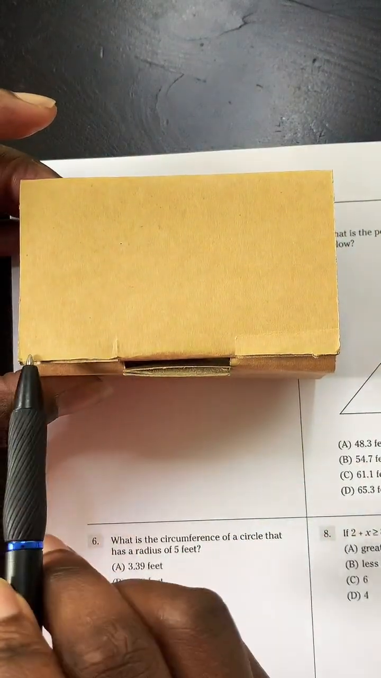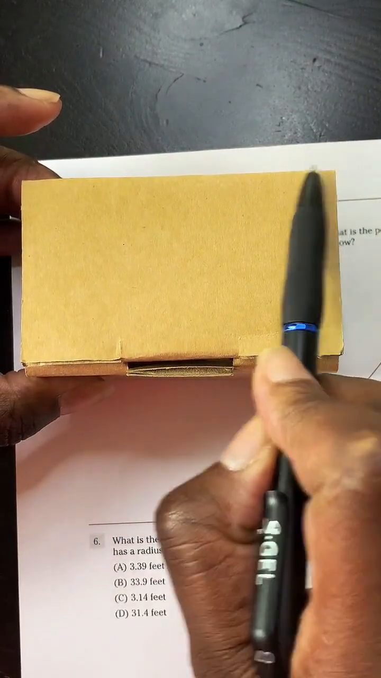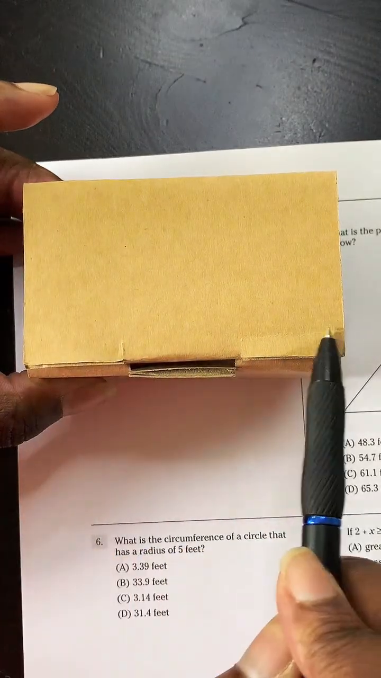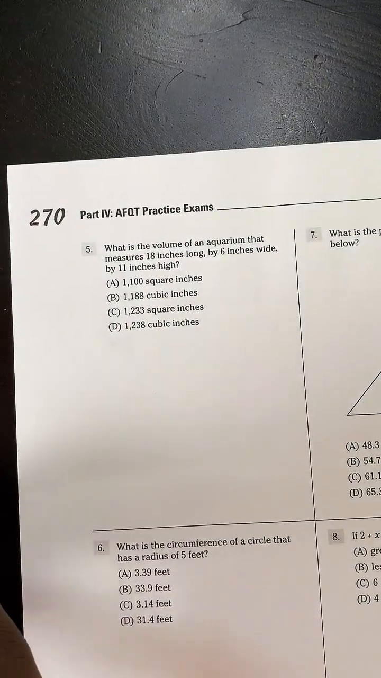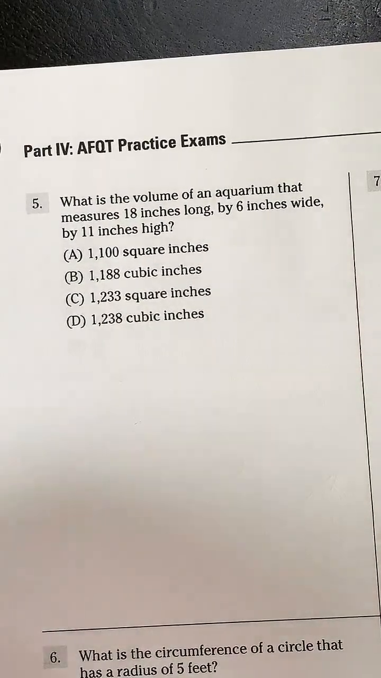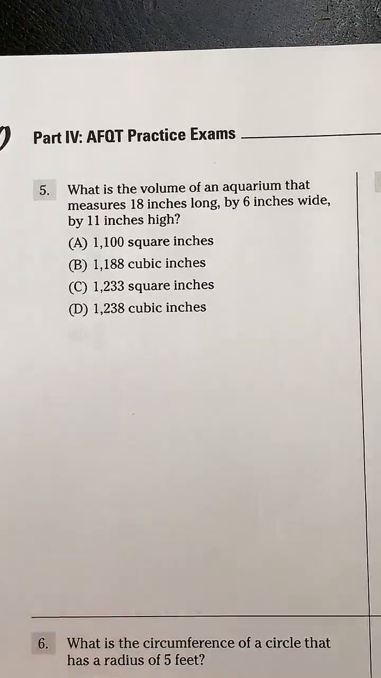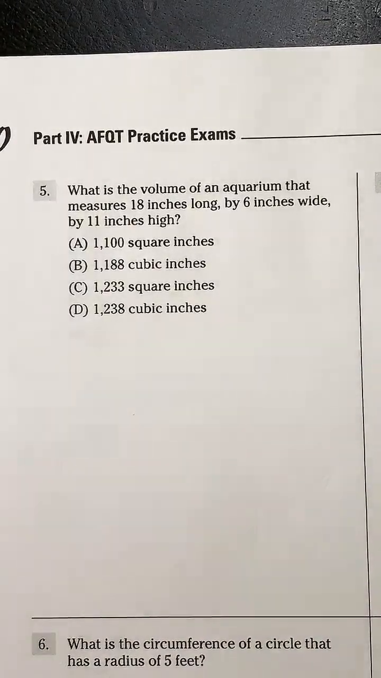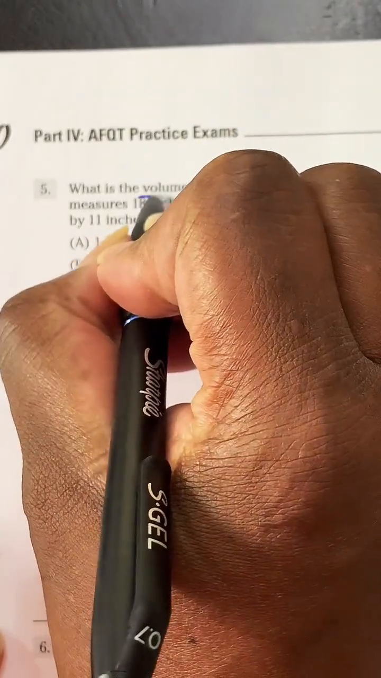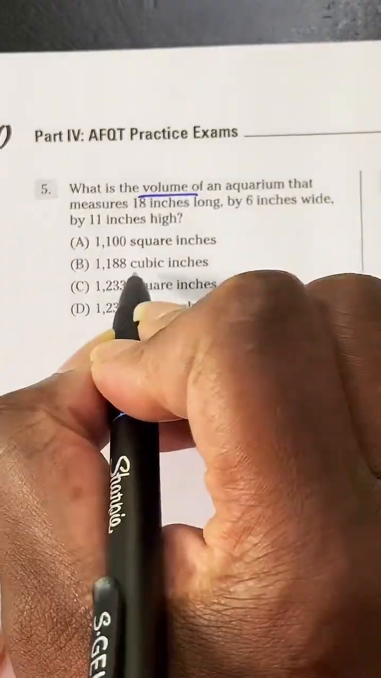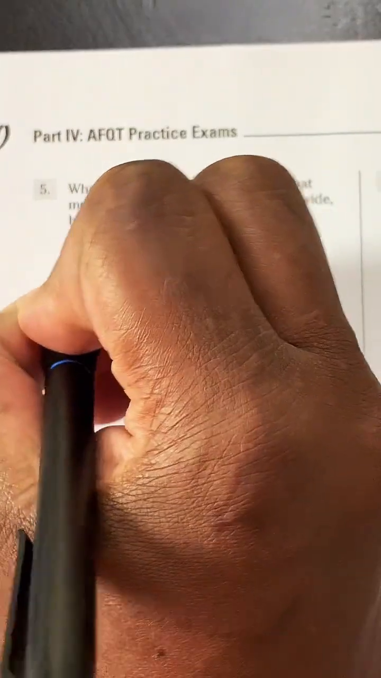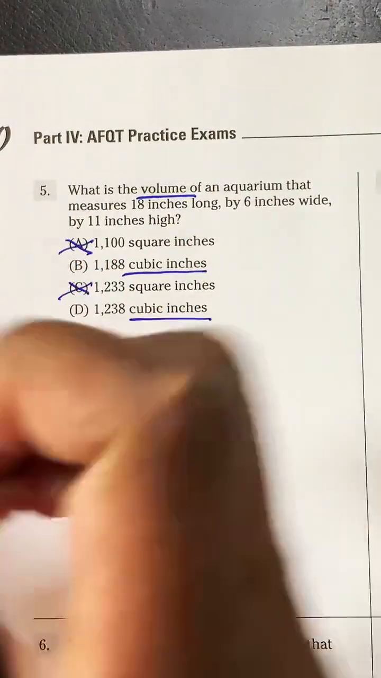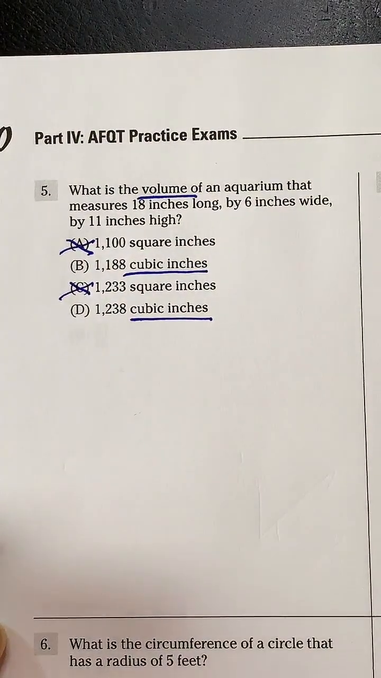We'll be just looking at what is the area of this flat surface right here. So my length times width. Volume is what it fills, so that's something that can help you out. Good question. When you see the word volume, you should be looking at cubic inches. So that's why A and C is out.